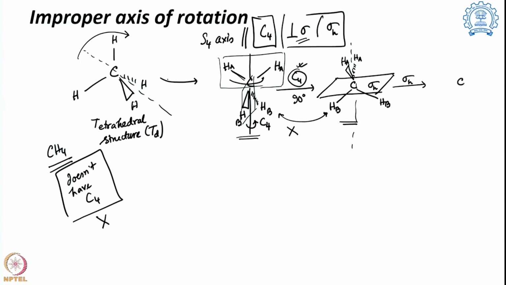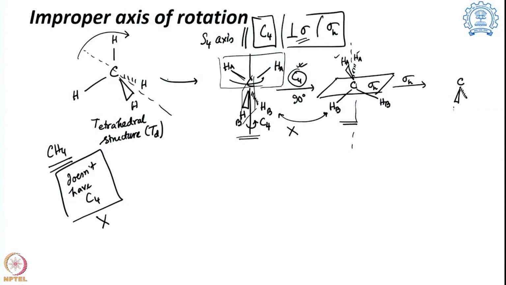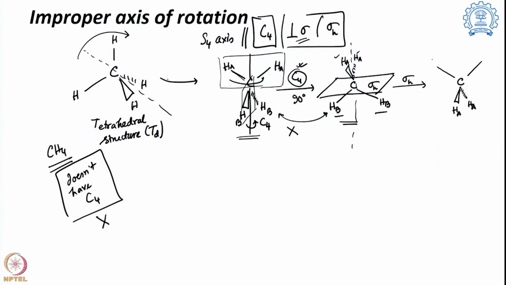Carbon is going to stay as it is. What will happen to these hydrogen A's? They are on the top in the beginning and there is my reflection plane. So, from the top they will come to the bottom during the reflection. So, these are the HA's at the bottom. What will happen to these HB's, which are actually lying below the carbon before? Now, with this plane of reflection they will go to the top portion. So, this is where I am going to get the HB's.